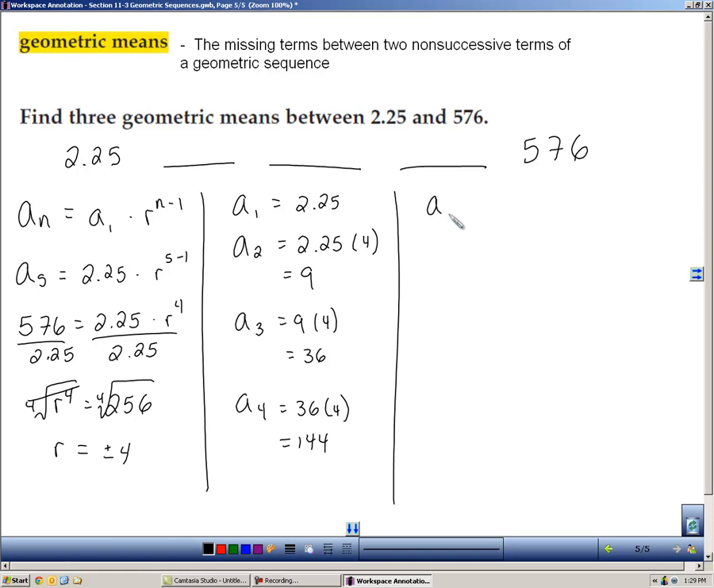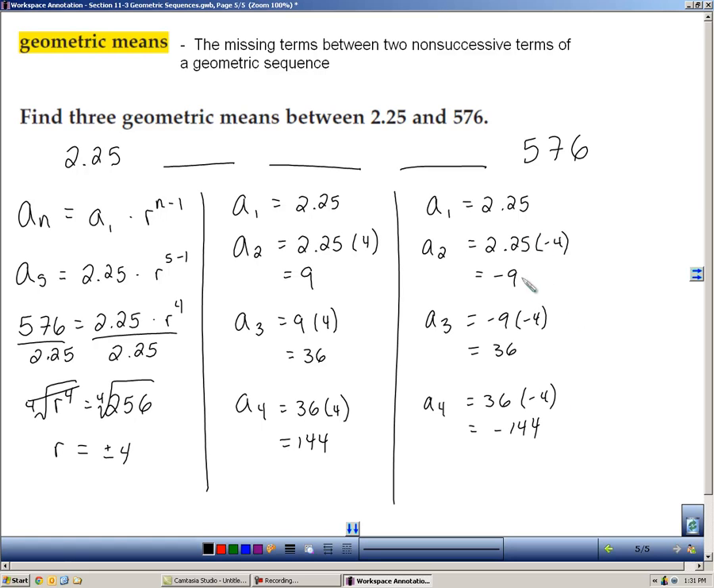And then over here, I'm going to start with a sub 1 again, but this time I'm going to use negative 4 for my ratio. So if you notice, the numbers are the same, except the signs are different on a few of them, because you multiply two negatives, some of them are positive, like in this example, 36.